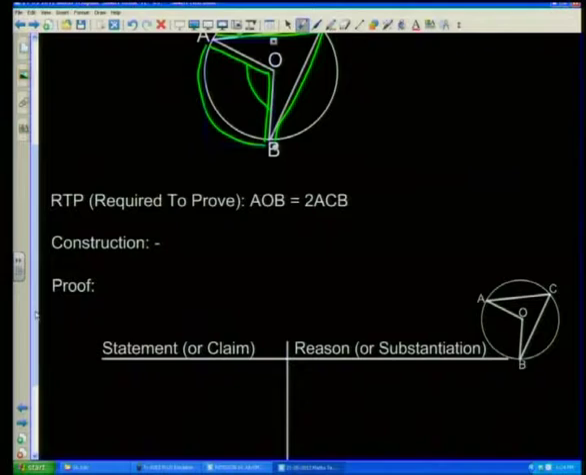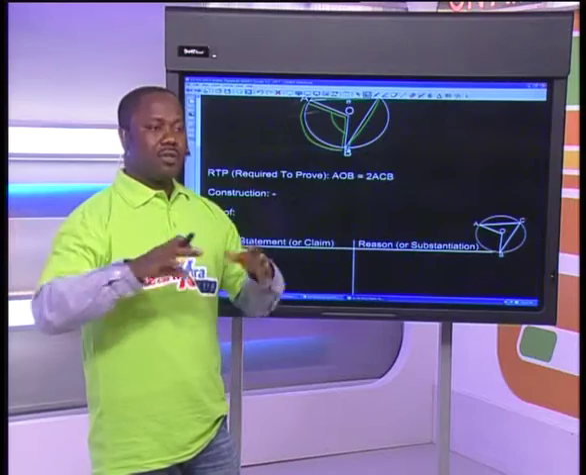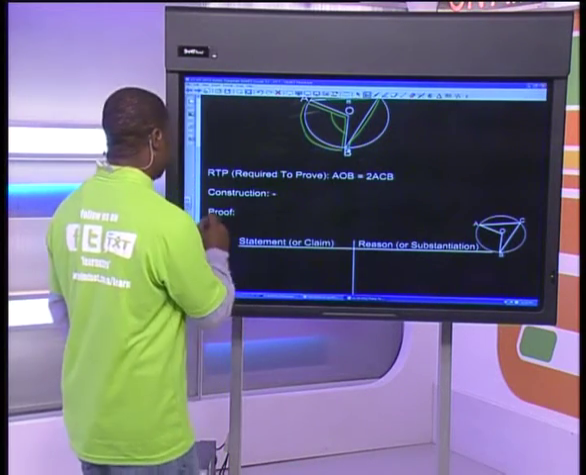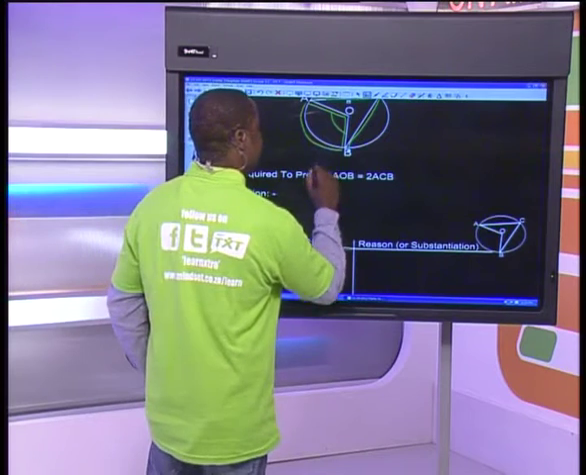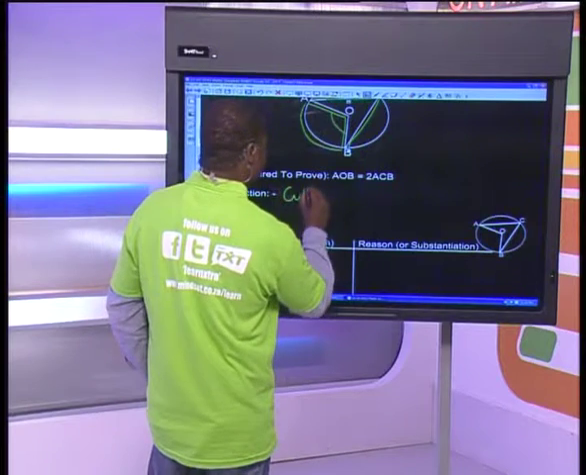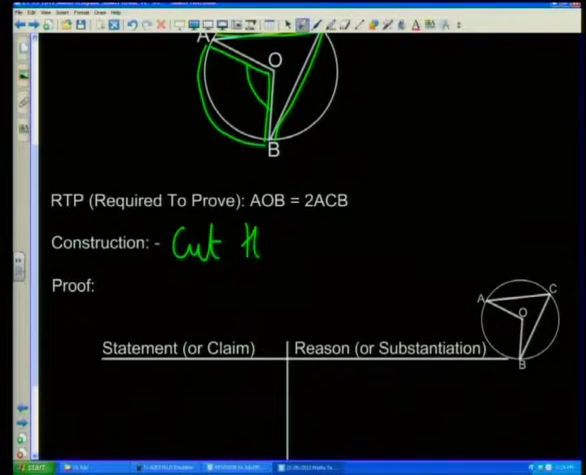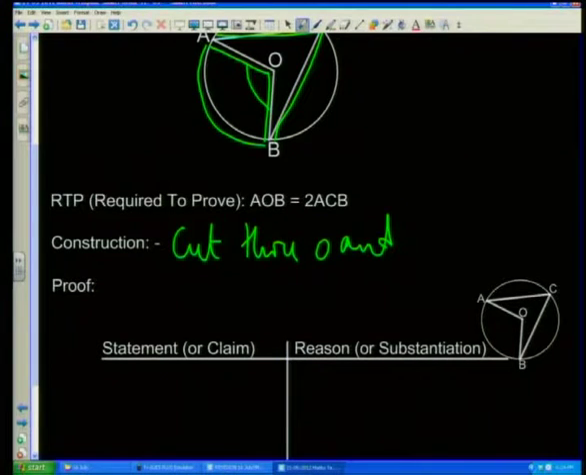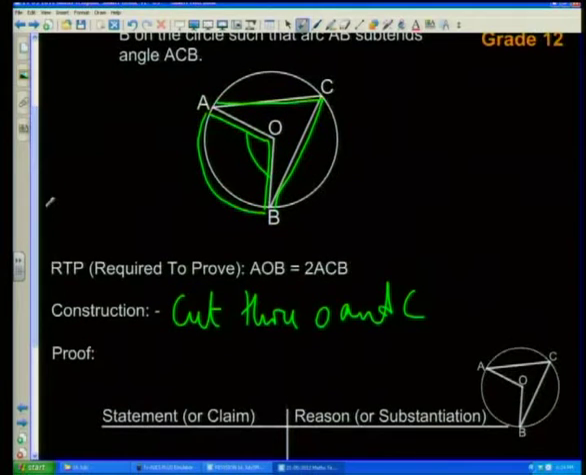What kind of construction can we come up with here? This is the kind of information that you add, to make it convincing or help you with a proof. So in this case, we take a line that cuts through O and C, let's say a line that will then do this. Okay.